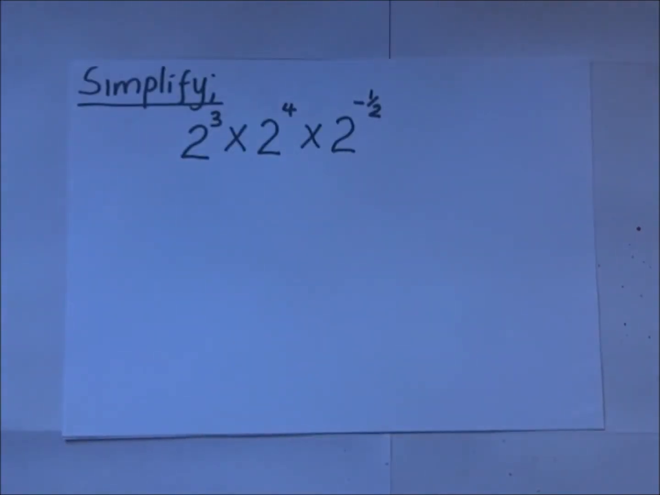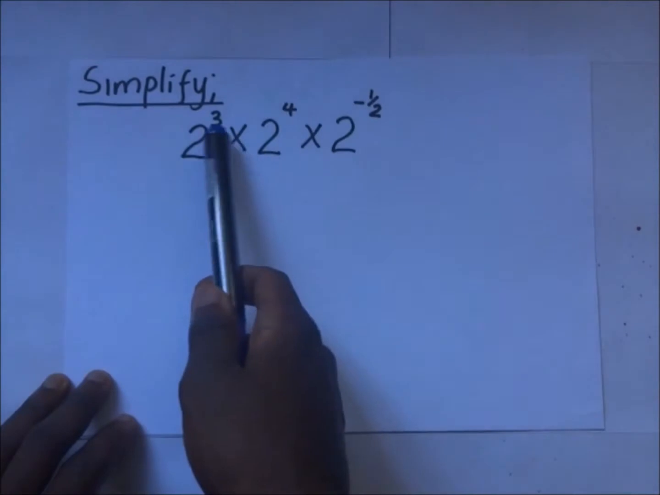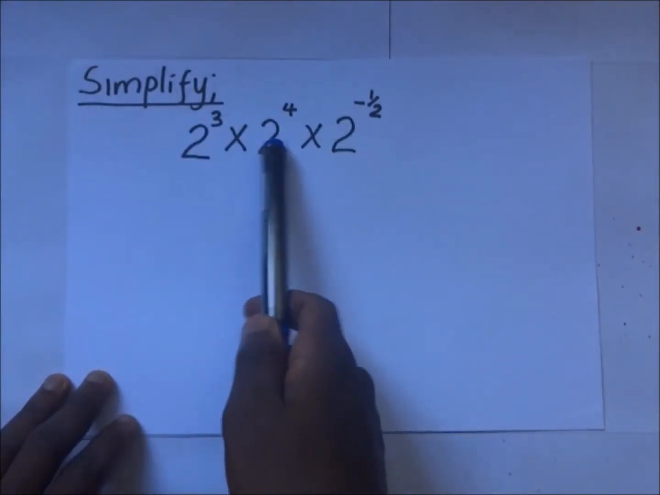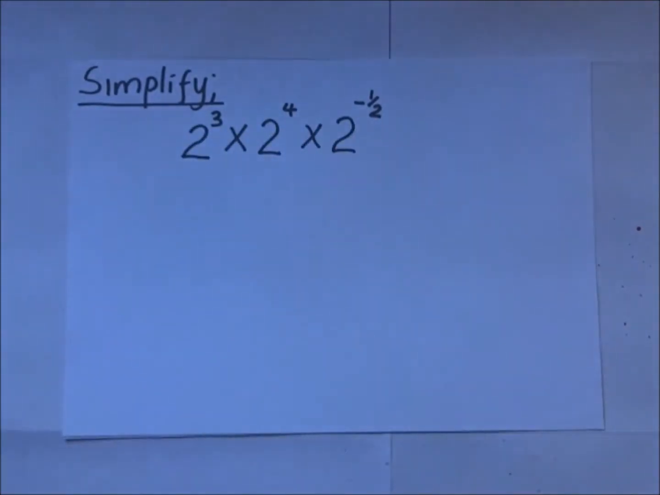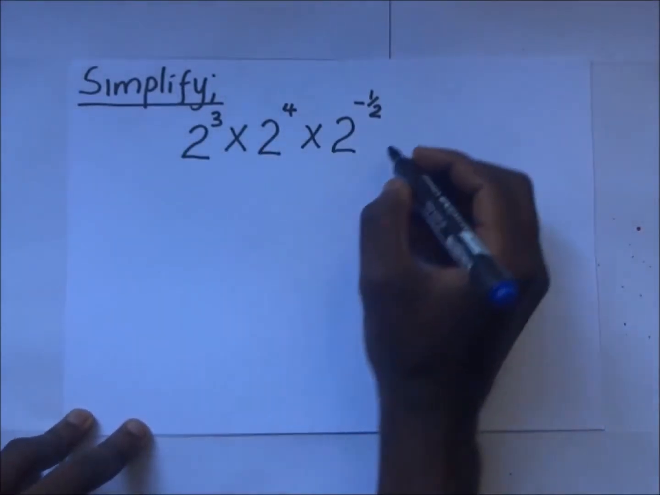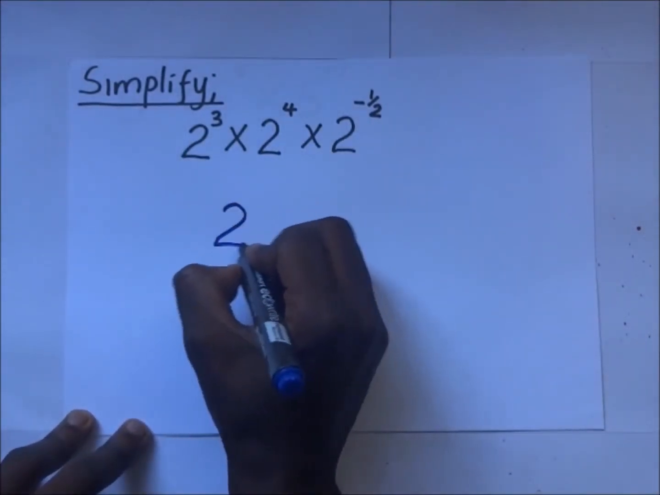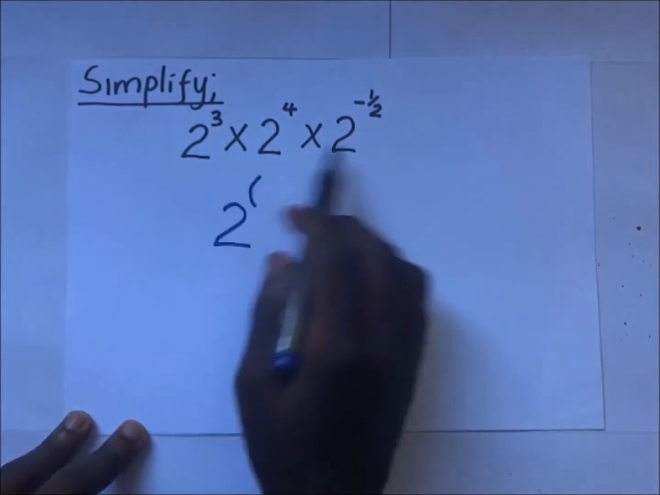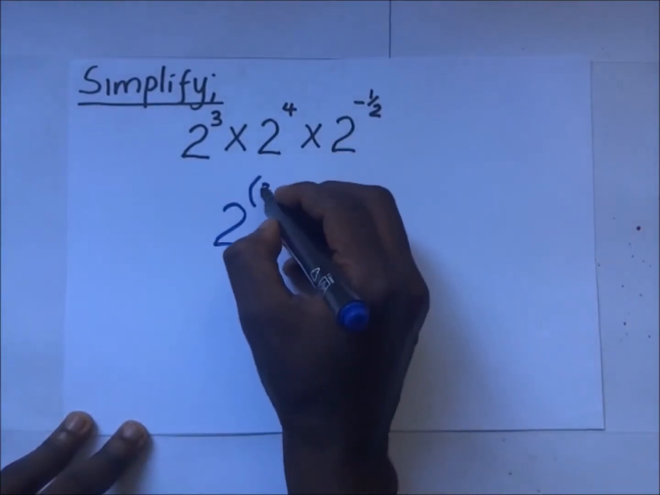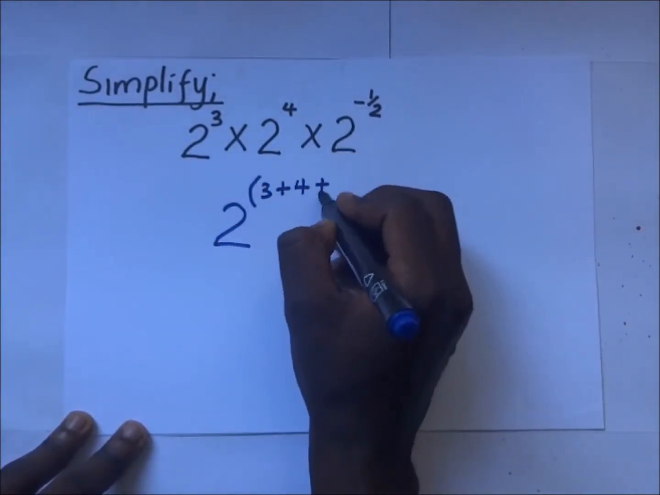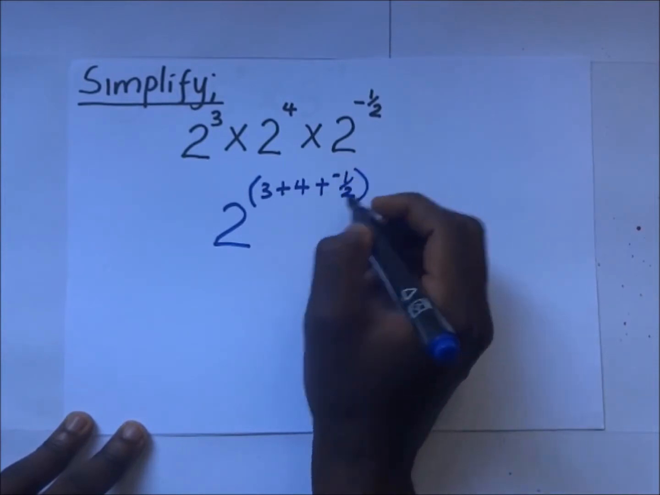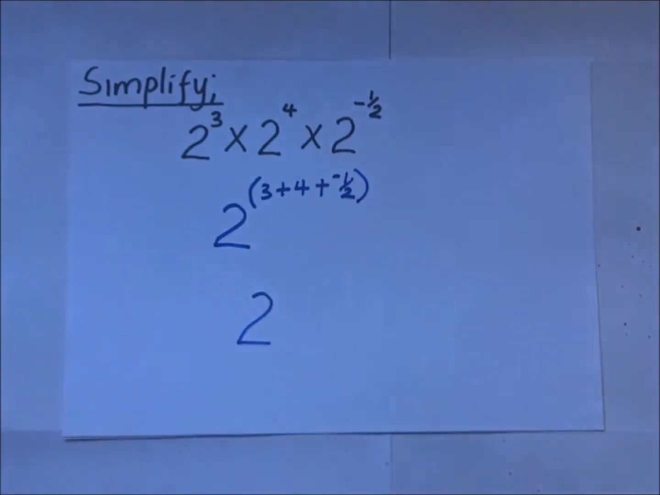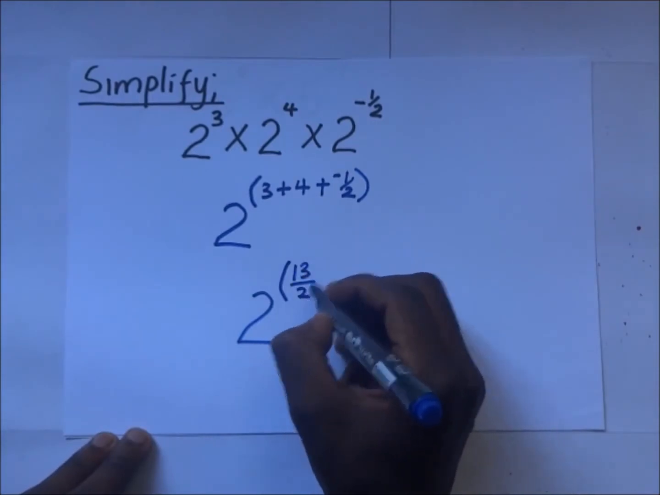We are being required here to simplify 2 to the power 3 times 2 to the power 4 times 2 to the power negative a half. If you look at this, we have multiplication of these index numbers, but the base is the same. Since the base is the same, we are going to maintain it. So it's going to be 2 to the power... In multiplication, when the base is the same, we add the powers. So it's going to be 2 to the power 3 plus 4 plus negative a half. And our answer is going to be 2 to the power 13 over 2.